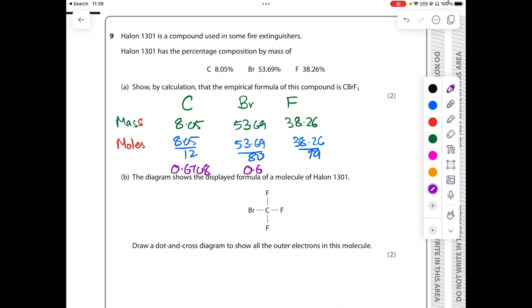0.6708, 0.671 and 2.014. Which is the smallest one? 0.6708. So divide by 0.6708, it becomes 1. Divide by 0.6708, it becomes 1. Divide by 0.6708, it becomes 3. So CBrF3 is going to be the answer.